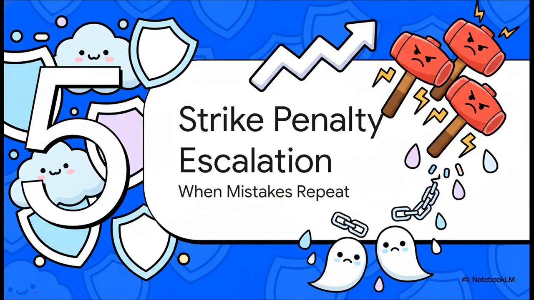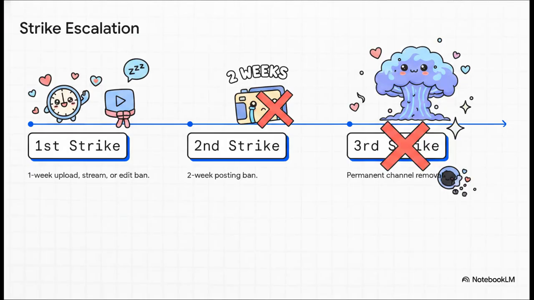Section 5, the strike penalty escalation, when mistakes repeat. We've talked a lot about the safety nets, but what if you blow past those nets, repeat the exact same mistake, and actually get a formal community guideline strike? Well, here is the chronological escalation within a 90-day period. Strike 1, you get a 1-week timeout. No uploading, no streaming, no edits. After a week, you're back, but that strike hangs over your record for 90 days.